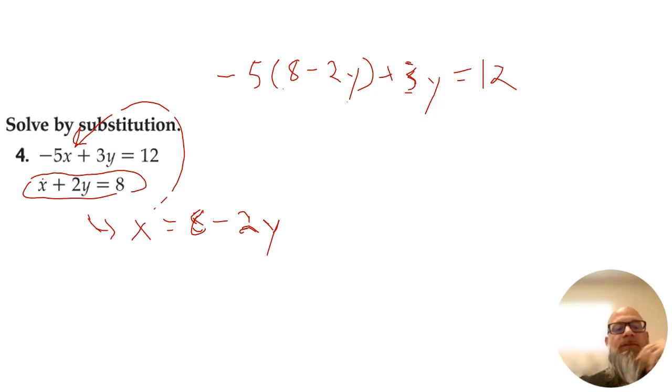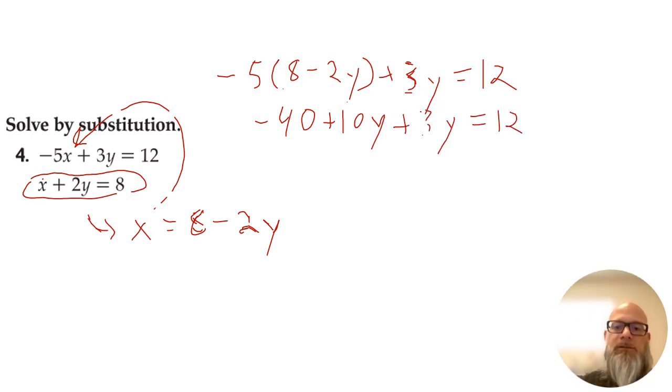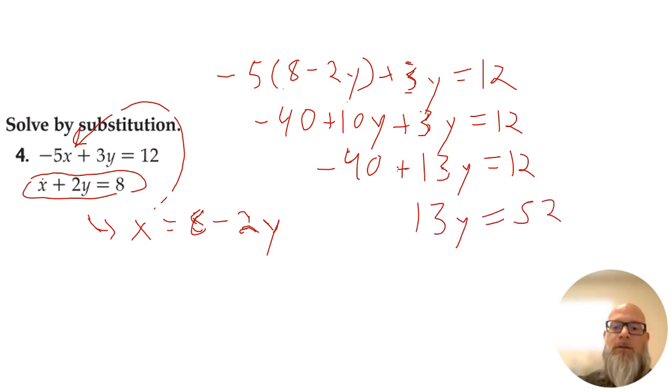Okay, what have I done? I've taken a system of two equations and two variables, made it into one equation in one variable, which I can solve. So I get negative 40 plus 10y plus 3y is equal to 12, meaning negative 40 plus 13y equals 12. Bring the 40 to the other side to get 13y is equal to 52, or y is equal to 4.